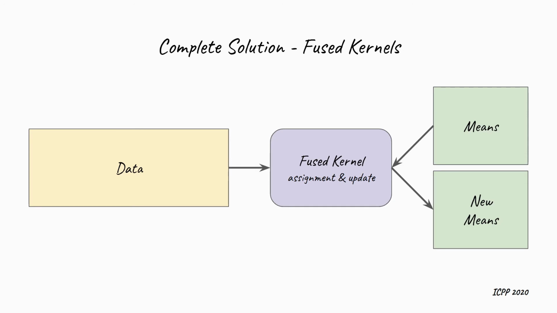Furthermore, with clever caching, the data points need to be loaded only once, both for the assignment and the update step. On the other hand, fused kernels have to reach certain compromise in thread distribution and resource allocation, especially in case of the shared memory.